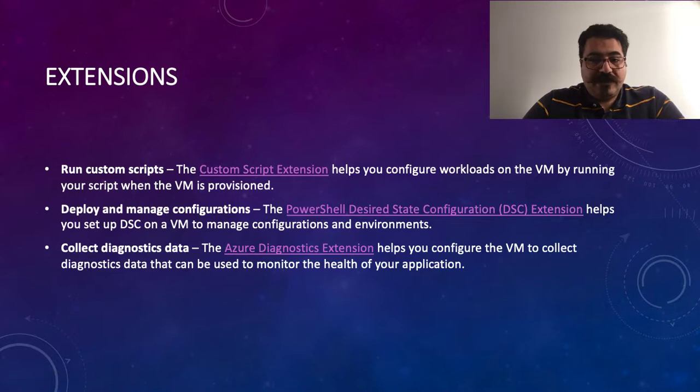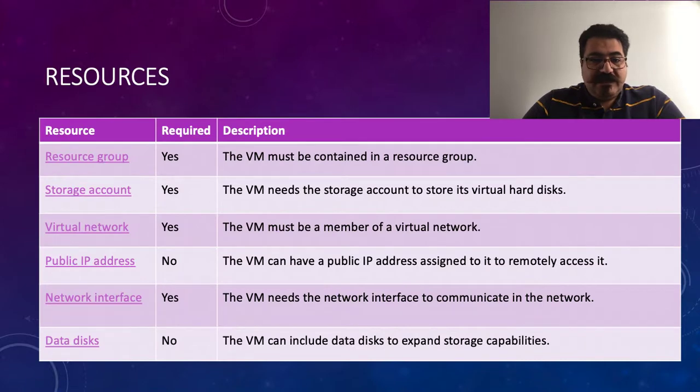The resources that you see in the current table are used by the VM and need to exist or be created when a VM is created. You need to have a resource group, so the VM must be contained in a resource group. You need to have a storage account, so the VM can store its virtual hard drives. You need to have a virtual network so that your VM can be a member of a virtual network.